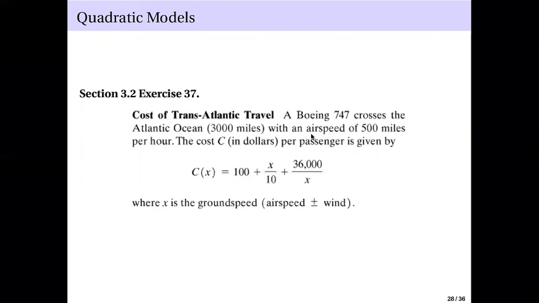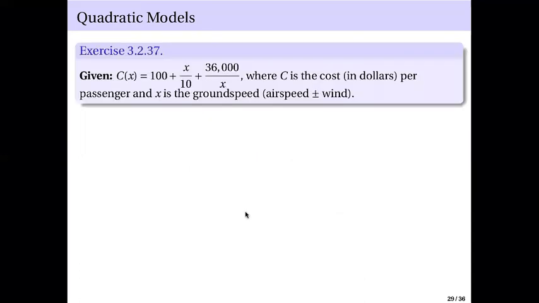Take note in here, the airspeed is 500 miles per hour. The ground speed is your airspeed plus or minus the wind. So either the wind will slow you down on air, or it will speed you up. It adds to your airspeed, or it subtracts something from your airspeed. So that is your ground speed. We are given that C(x).